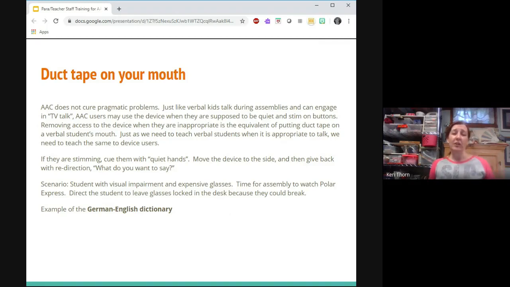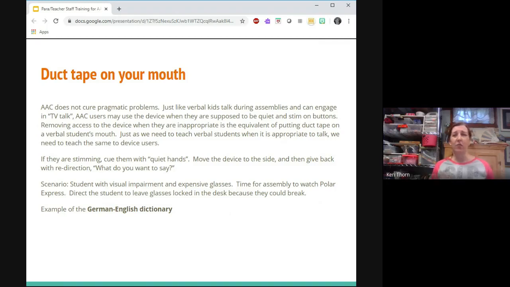So again, I like the analogies. If you took a verbal student, it would be the same thing as putting duct tape on their mouth to take someone's device or communication system away. You don't want to take it away, but you can redirect it. So again, what would you do if they were a verbal student and TV talking? That's their stim. What do we do? We stop them, we redirect them, we move forward. And the same thing with the devices. So if they're stimming on a button over and over and over again, we say, okay, slide the device to the side, hands down, redirect them, bring the device back. What did you want to say? And just try to minimize that behavior.